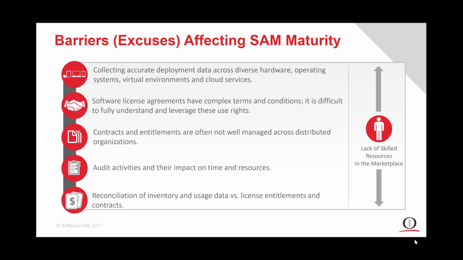And one last thing, just to add to what Kevin said on the barriers or excuses affecting SAM maturity: why aren't people progressing along that curve? The other reason is, of course, the lack of skilled resources in the marketplace. Gartner's saying that by 2018, there's going to be such a skills shortage that up to half of companies, 50% of companies out there, are going to be reliant on third parties or managed services to help plug that skills gap.